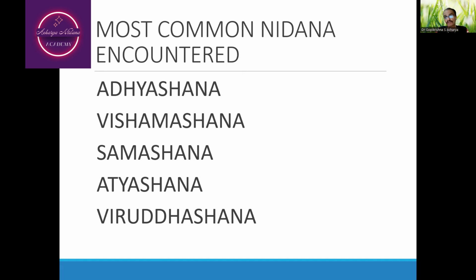Samashana means the consumption of Pathya Bhojana and Apathya Bhojana together, that is, wholesome and unwholesome diet together. So he takes fruits and vegetables, and immediately afterwards he takes food like Gobi Manchurian. That is Pathya and Apathya Bhojana together.